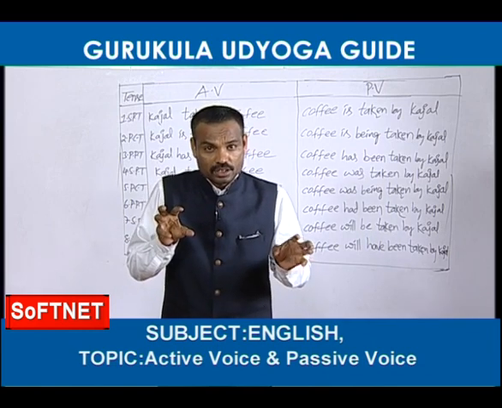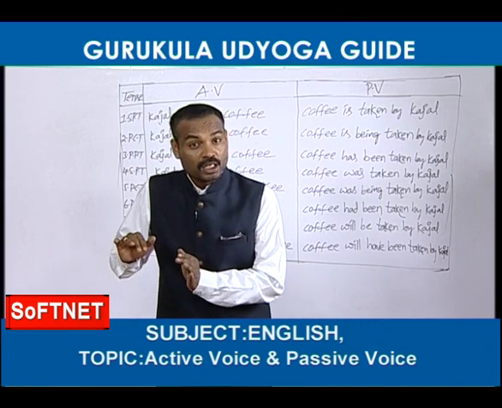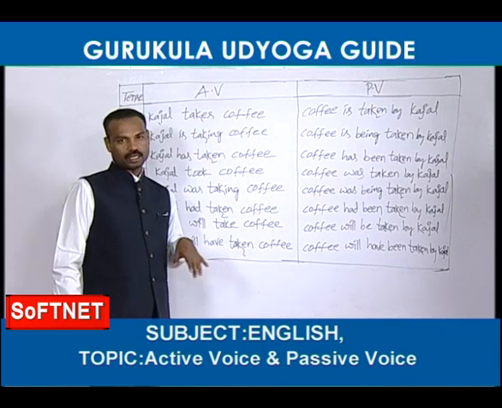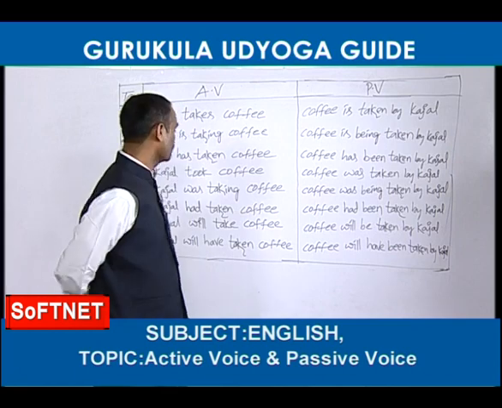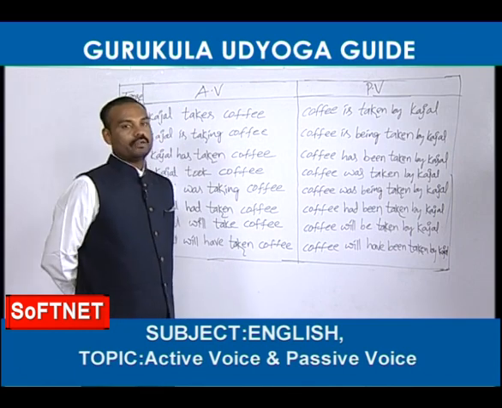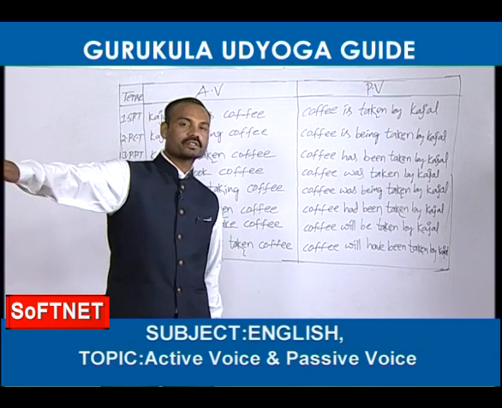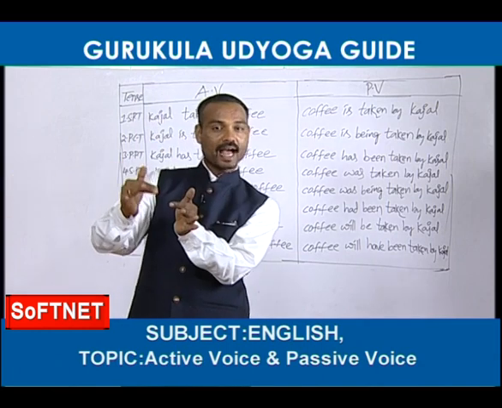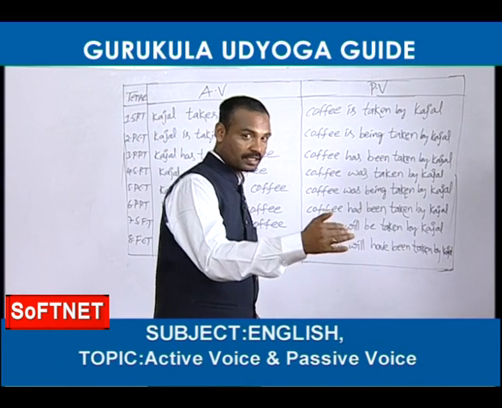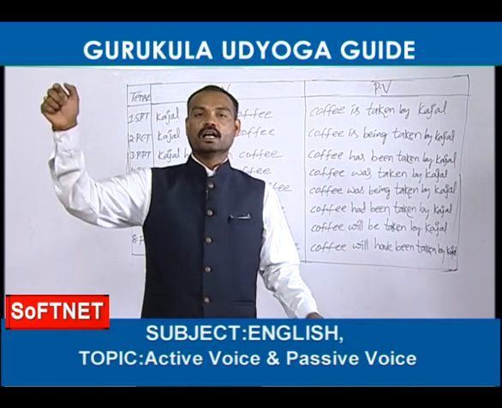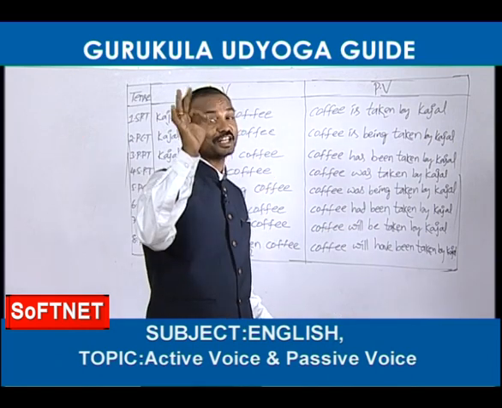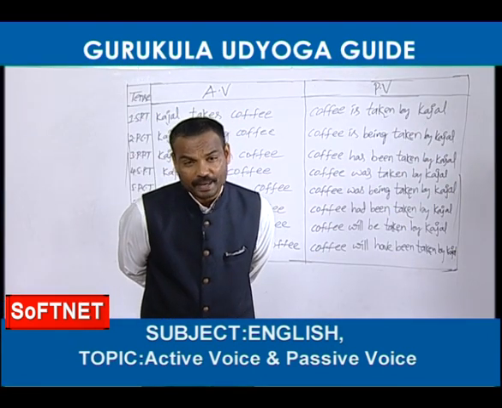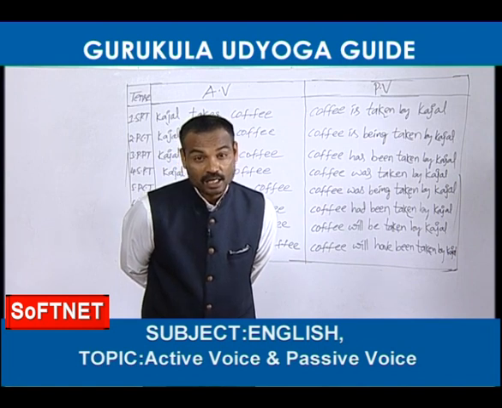Then shall we learn how to change past perfect tense active voices into passive voices? Kajal had taken coffee. It is active voice. Let's change into passive voice. Where is the object? Coffee is the object. Start the passive voice. Coffee, next had, next been, next taken by Kajal. Correct. Coffee had been taken by Kajal. 100% right answer, and what a beautiful answer. So here you have used been in the passive voice.